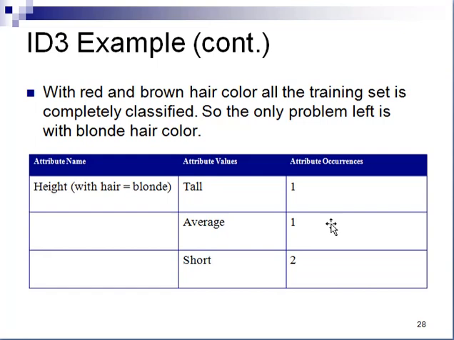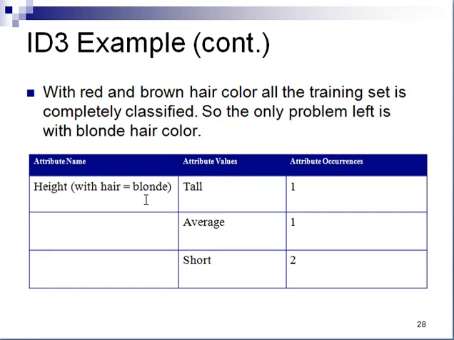Now with red and brown hair color, all the training set is completely satisfied, right? Because we have also seen this in the previous example. So the only problem which we face here is with blonde hair, because the people with blonde hair can either be sunburned or not sunburned. So in this case we will need another attribute, and the second attribute here is height, and we are looking at height with hair equal to blonde, right?